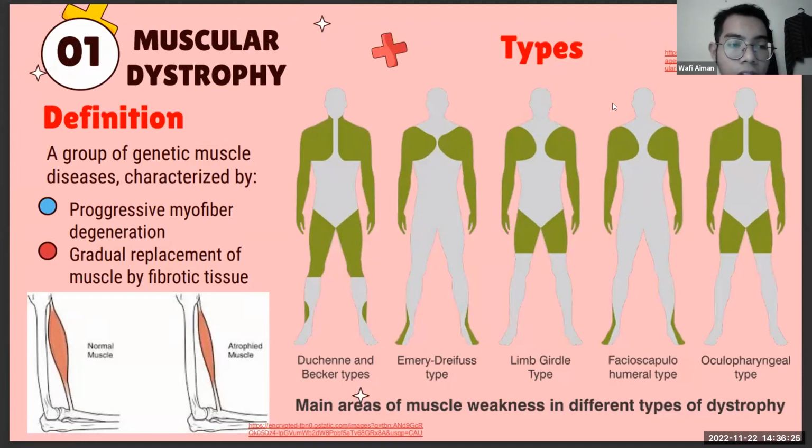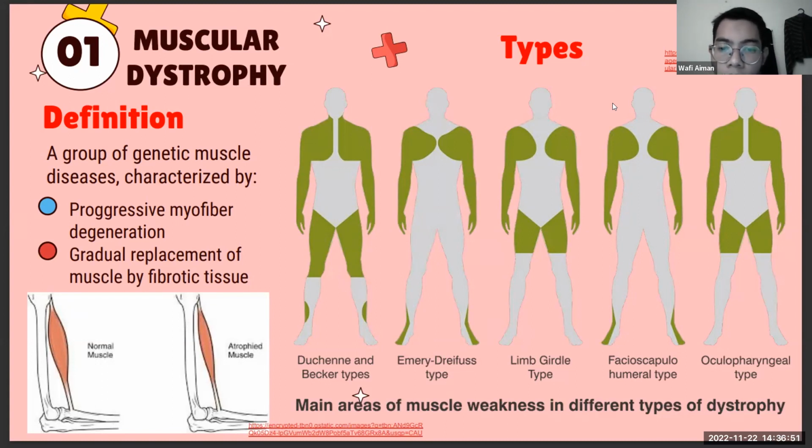So the definition is, it is a group of genetic muscle diseases in which we have progressive myofiber degeneration and also gradual replacement of muscle by fibrotic tissue. As we can see from the picture below, the normal muscle of the bicep, and then we can compare with the atrophic muscle. So this is the muscular dystrophy presentation.